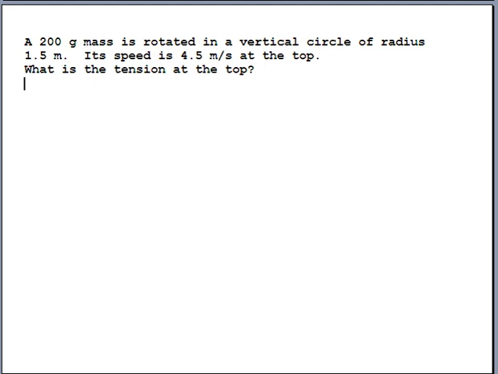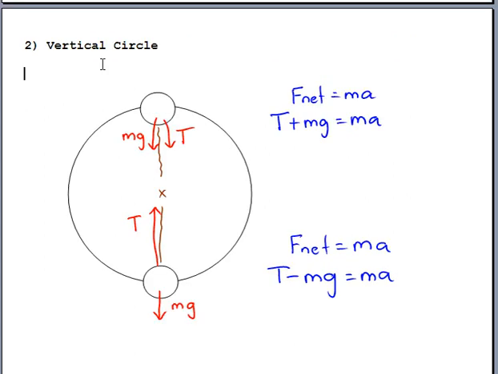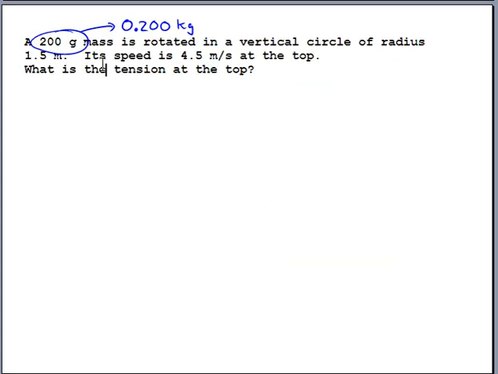It's getting a little more interesting here. We've got 200 grams, so that's going to be a 3 decimal place shift. Still a radius, 1.5 meters. Okay, so nobody's trying to trick us with diameter. And they're saying the speed at the top is going to be 4.5 meters per second, and they're wondering, well, how tight will this string be? No problem. Looking back at our notes here, we're going to have tension and mg working together. We will change that to 0.2 kilograms, and we're ready to go.